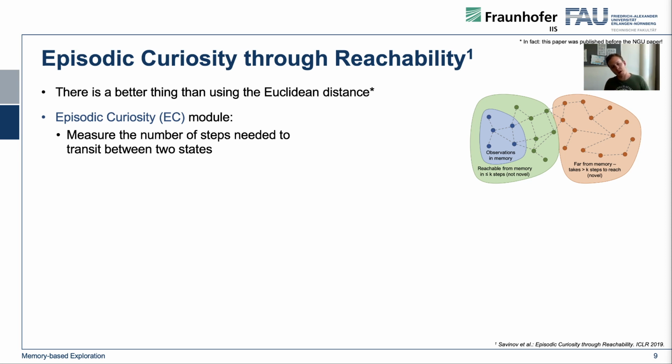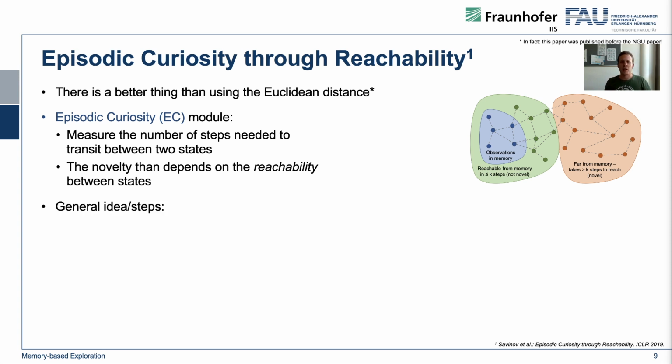If we have a well-defined metric for that, the novelty just depends on the reachability between those states. If we have a state and two or three states that are reachable within one time step, those states are not that different from each other. However, if there are two states that look a little bit similar, but I have to take 20, 30 steps in order to reach one from the current state, then the distance is really large. This is what they try to capture with the episodic curiosity module.